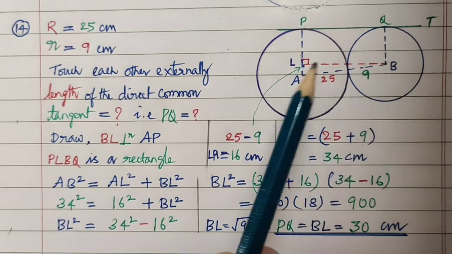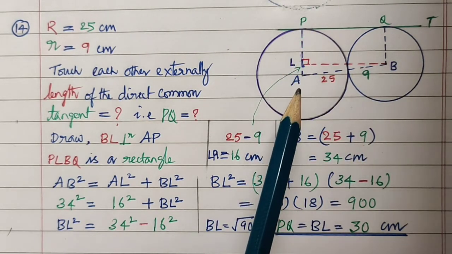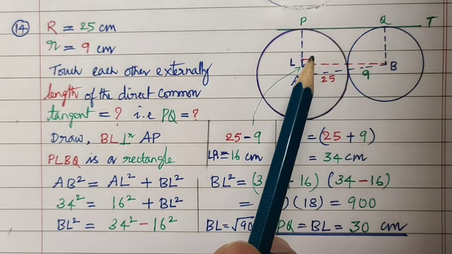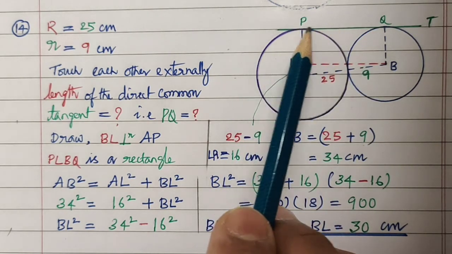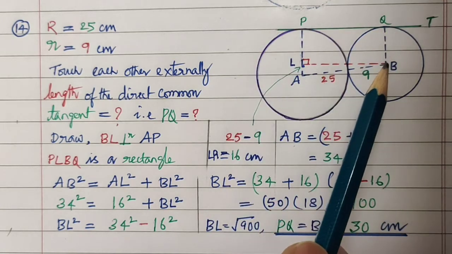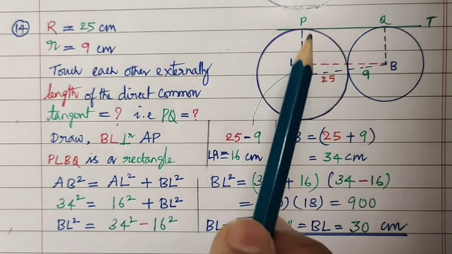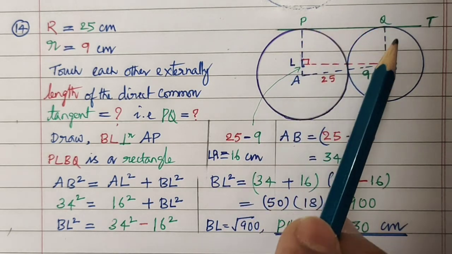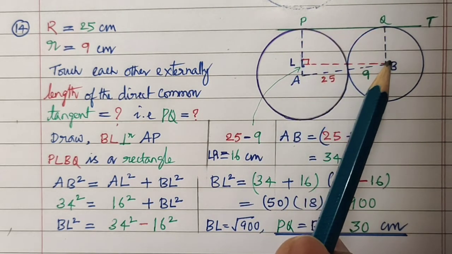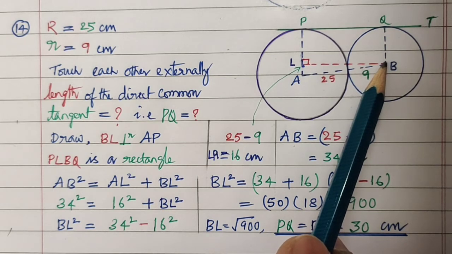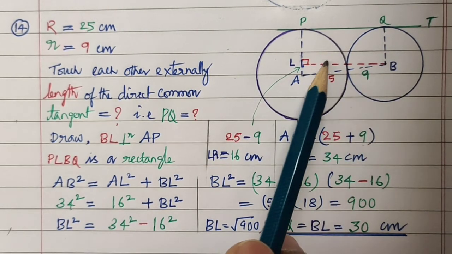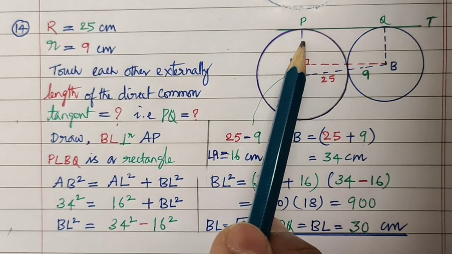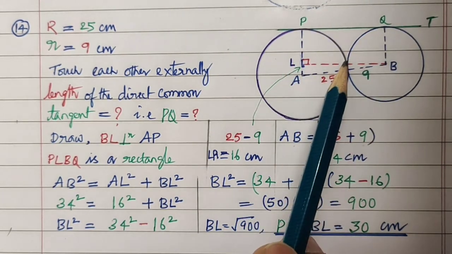Draw BL perpendicular to AP. So these are the two circles touching each other, and we have drawn the common tangent. So draw BL perpendicular to this. Once you draw the perpendicular, this is going to be a rectangle. This is BQ, which they have given as 9 centimeters, and drawing directly from here to here perpendicular, that is 90 degrees. Therefore, this side is equal to this side and this side is equal to this side.